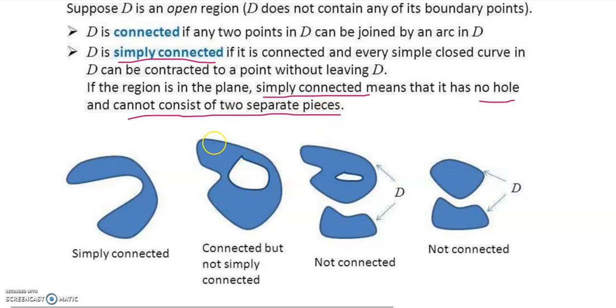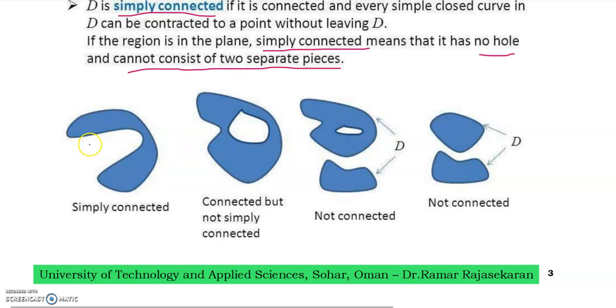Okay, you see a few examples for simply connected. This is simply connected. This is not simply connected. Why? See, this is connected but not simply connected, because it has a hole. It contradicts the definition. That's why it is not simply connected. Even this is not connected. See, it is also not connected.